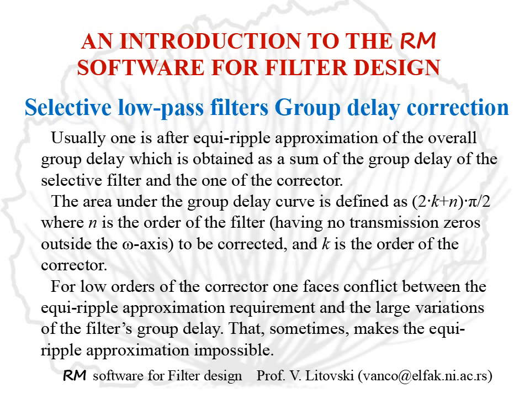The area under the group delay curve is defined as twice k plus n altogether multiplied by pi half, where n is the order of the filter, having no transmission zeros outside of the omega axis, to be corrected, and k is the order of the corrector. For low orders of the corrector, one faces conflict between the equi-ripple approximation requirement and the large variations of the filter's group delay. That sometimes makes the equi-ripple approximation impossible.